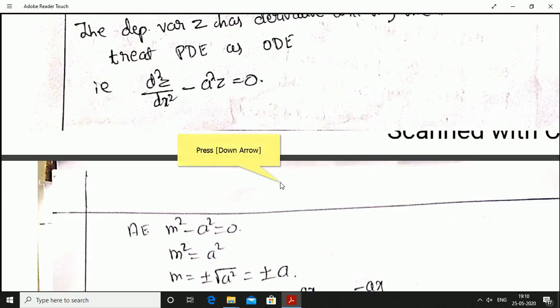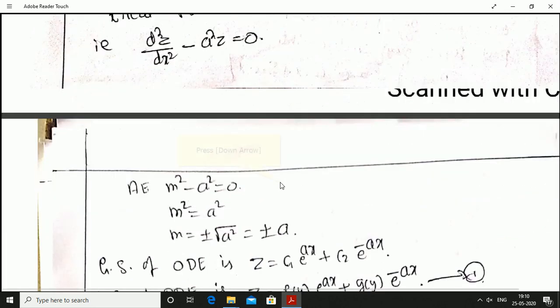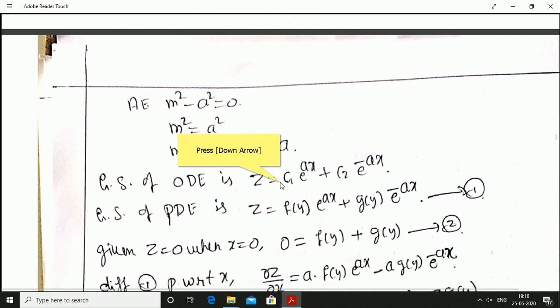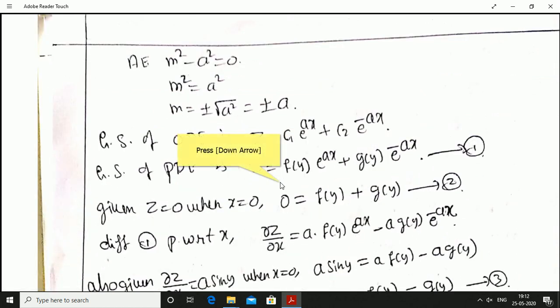Its auxiliary equation is m square minus a square is equal to 0. m square is equal to a square. m is equal to plus or minus root of a square, nothing but plus or minus a. The roots are real and distinct, so the general solution of the ordinary differential equation is z is equal to c1 e power ax plus c2 e power minus ax.